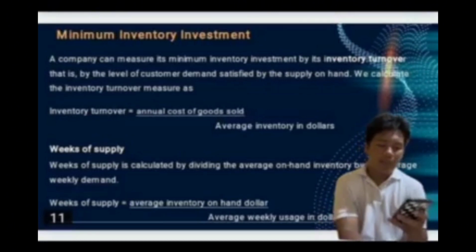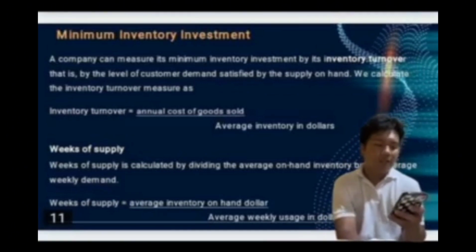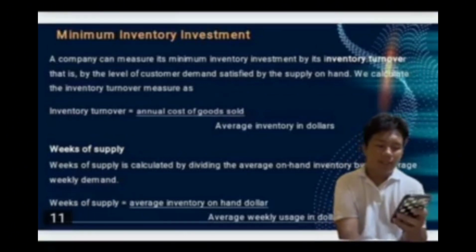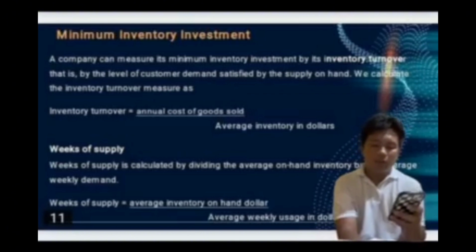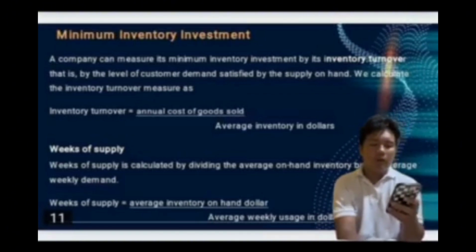Weeks of supply. Weeks of supply is calculated by dividing the average on hand inventory by the average weekly demand. Weeks of supply equals average inventory on hand in dollars divided by average weekly usage in dollars.